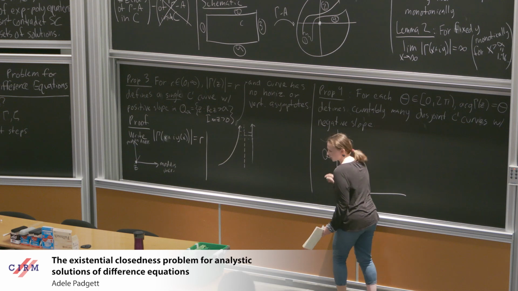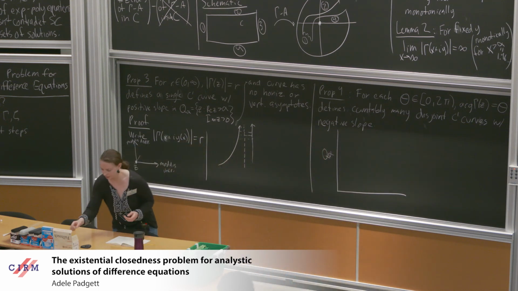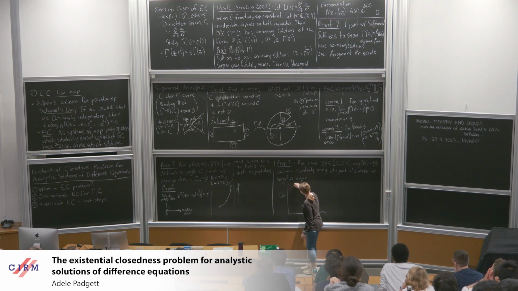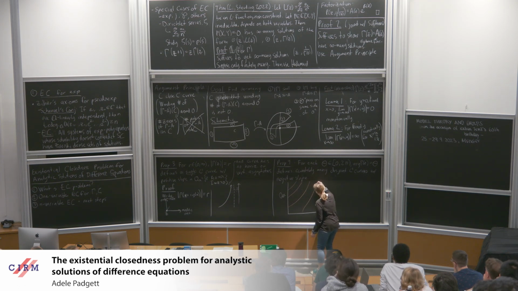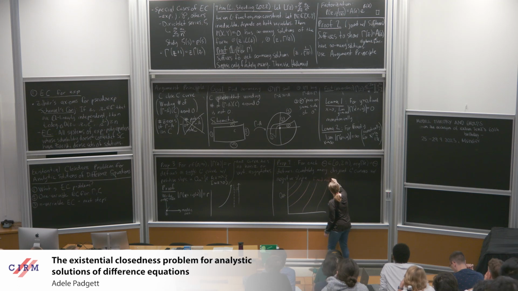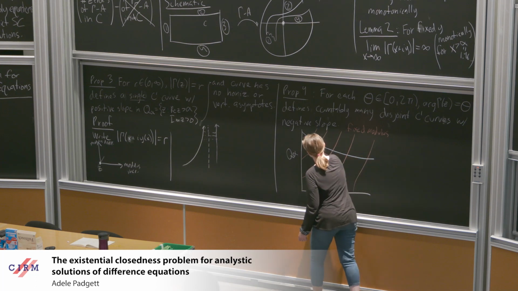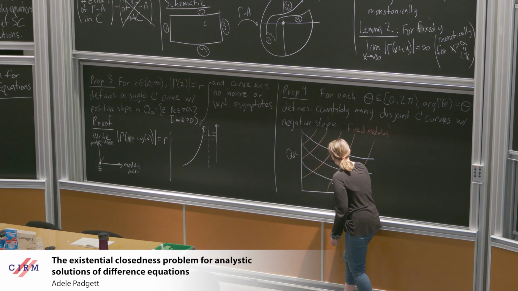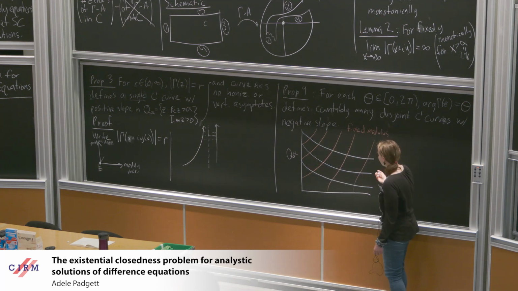So the curves of fixed argument, I can use colors. So the curves of fixed modulus, they look something like this. Sorry, fixed modulus. And the curves of fixed argument look like this. And also the argument repeats, so maybe say these are all the curves where the argument is theta, say.